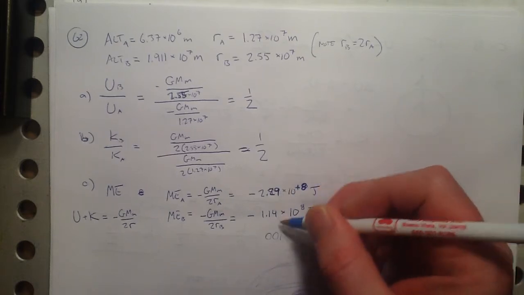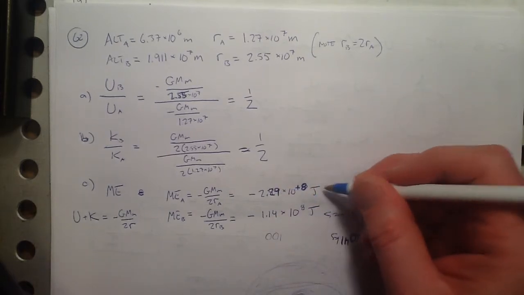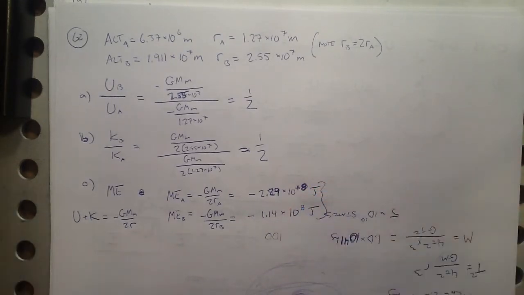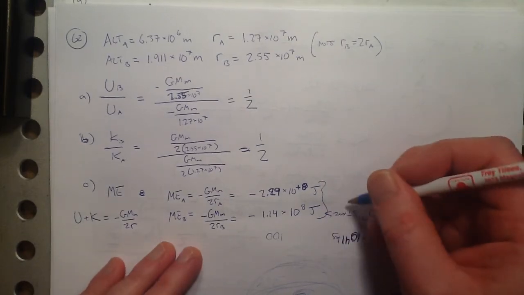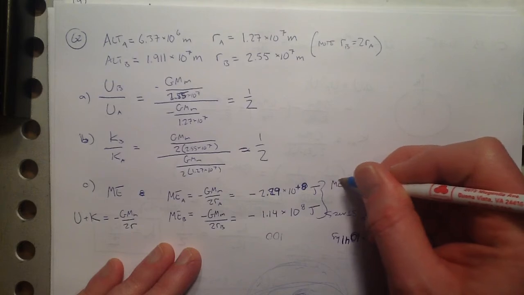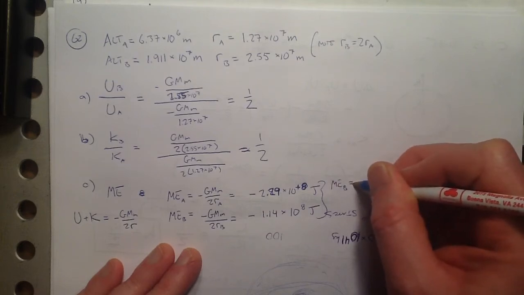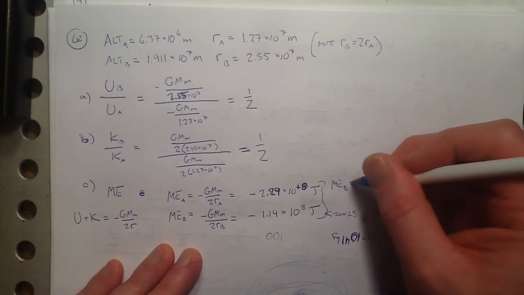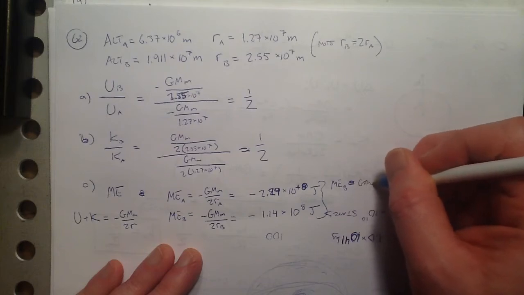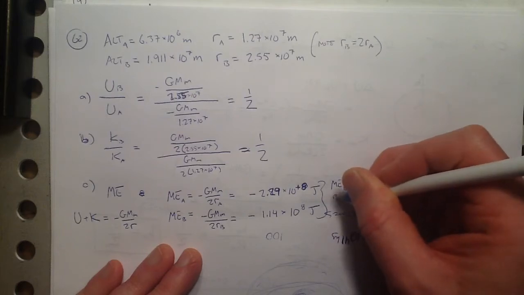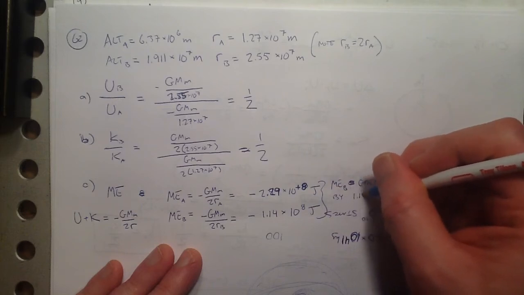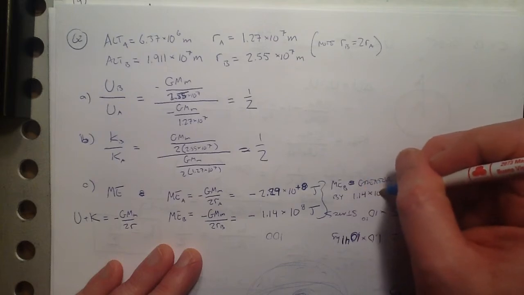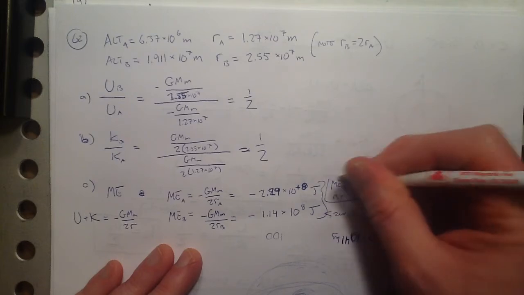Right? And what's the difference between these? The difference is that this one is bigger, right? It's a smaller negative number. So the mechanical energy of satellite B, which is at a greater radius, right, higher up, is greater. And you can do the math here and subtract them, but it's greater by that 1.14 or 1.145, something like that, times 10 to the 8th joules. It's greater by that much.